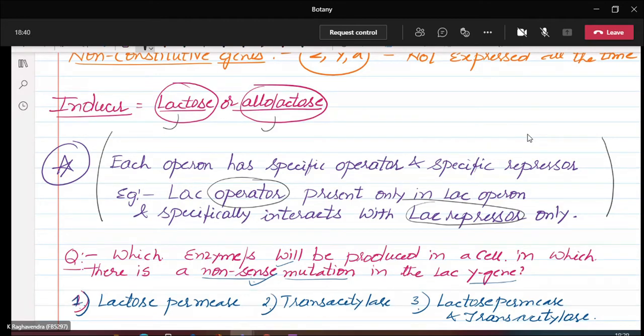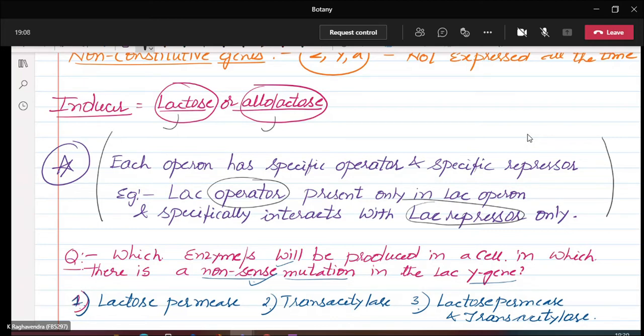Right, students? Coming to the question which I have given to you. That question will give you a very clear-cut idea of which enzyme will be produced in a cell in which there is a nonsense mutation in the lac Y gene. This is based on the knowledge of the lac operon enzymes produced by the structural genes, and it also emphasizes the mutations, that too, nonsense mutations.